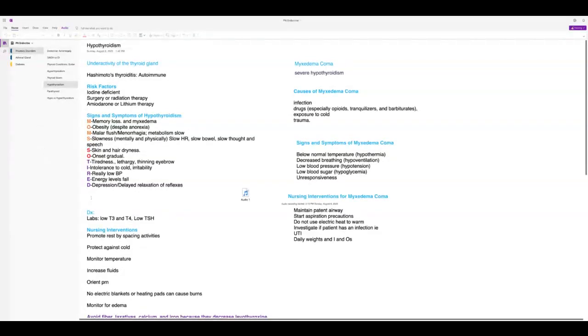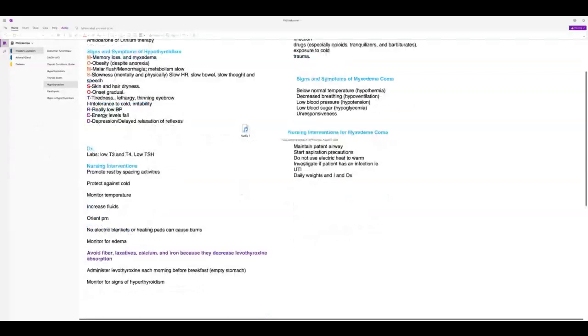All right, so for your nursing interventions, you want to promote rest by spacing their activities because they're going to be so tired. You protect against the cold. They have a cold intolerance despite being obese, so you have to kind of wrap your head around that. Monitor their temperature, increase fluids because they're getting constipated. Orient PRN. Never use heat like electric blankets because they could burn themselves because they can't really feel it that well. And monitor for edema.